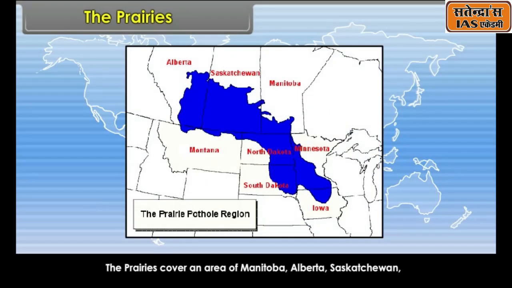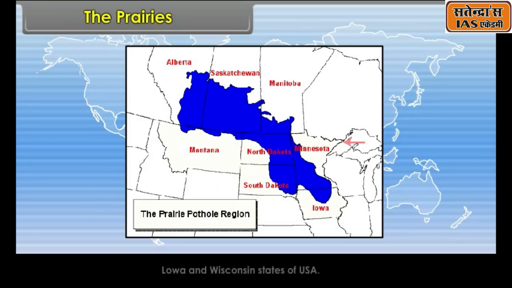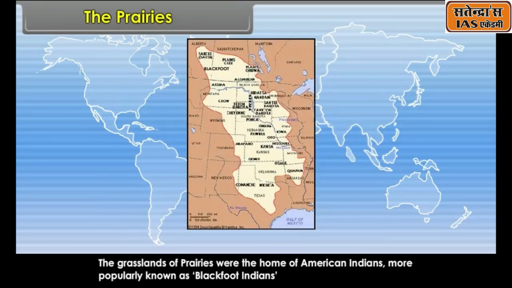The prairies cover an area of Manitoba, Alberta, Saskatchewan, Ontario provinces of Canada and North Dakota, South Dakota, Minnesota, Iowa and Wisconsin states of USA. The grasslands of prairies were the home of American Indians, more popularly known as Blackfoot Indians.